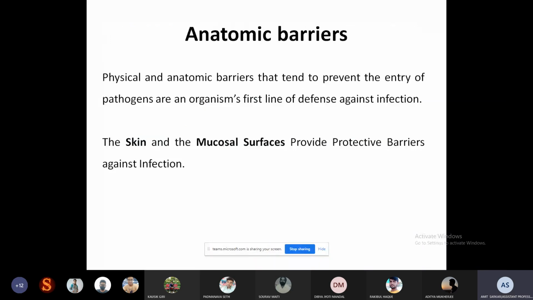First, the anatomic barrier. Sometimes it can also be called a physical barrier. So the physical and anatomic barrier tends to prevent the entry of the pathogen. Our anatomic barrier, our physical barrier, is trying to prevent entry of any type of pathogen inside our body.